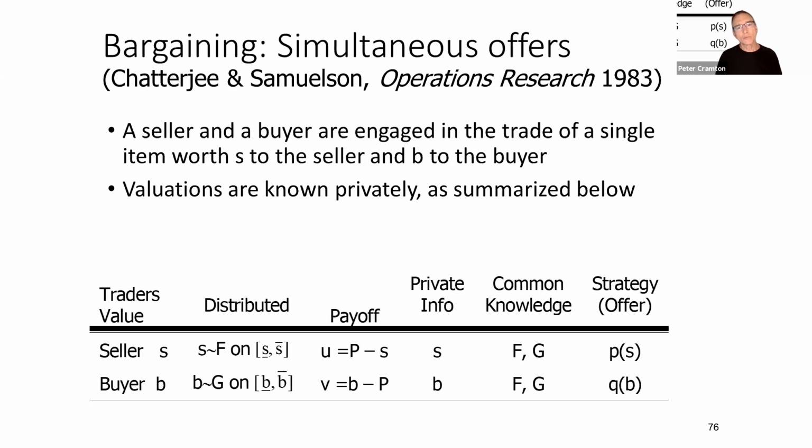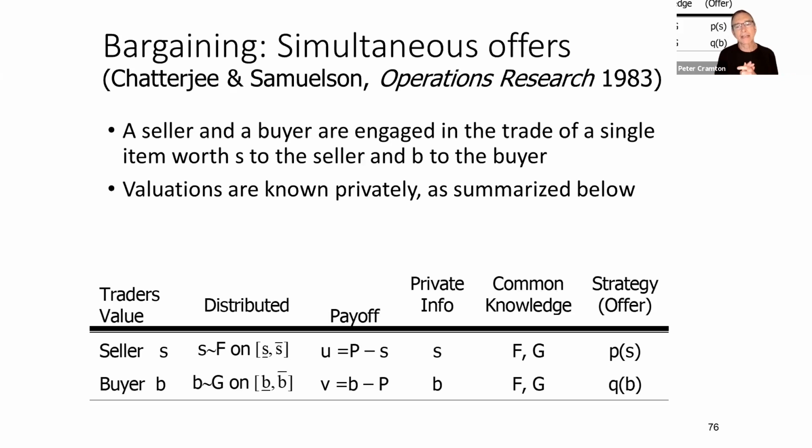But this is a problem where the seller and buyer are engaged in trade, and they're bargaining with one another. The bargaining is complicated because each has a value, and they know what their own value is, but not what the value of the other is. And as a result, there are some incentives to act strategically. And of course, how you act depends upon what game you're playing.